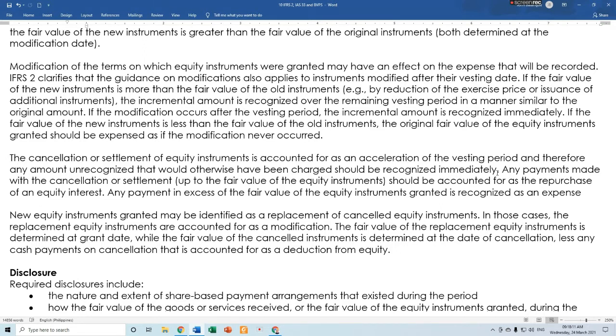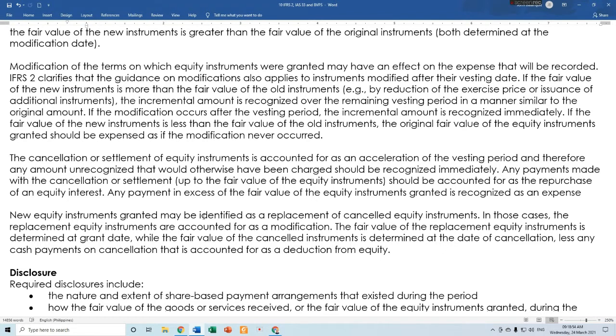Okay, in total. Any payments made with the cancellation or settlement up to the fair value of the equity instrument should be accounted for as the repurchase of an equity interest. Any payment in excess of the fair value of the equity instrument granted is recognized as an expense. Okay? So parang, di ba, pag nag-cancel ka, i-debit mo yung share options kunyari. So debit mo yung share options, tapos credit mo yung cash. Okay? Ano yung i-credit mo na cash? Di ba yun yung ibabayad mo doon sa mga employees na supposedly tatanggap ng share options. Pero nga kinancel mo. So, sila yung tatanggap ng cash.